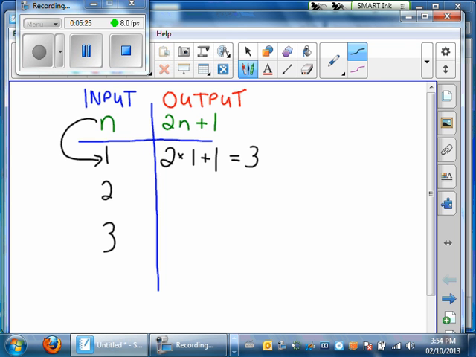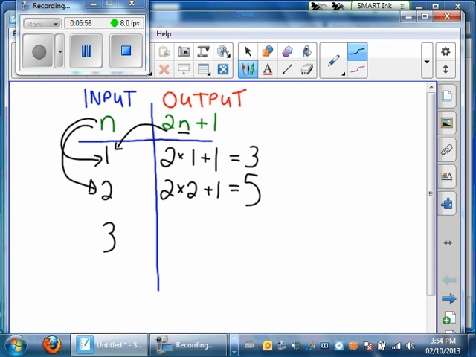Okay, so we see that answer because we're saying when n is 1, we just plug that number in for n, and that's what our output is going to be. Well, in this case now, we're going to say, well, what happens if n is 2? Well, now instead of it being 2 times 1 plus 1, it becomes 2 times 2 plus 1, which equals 5.